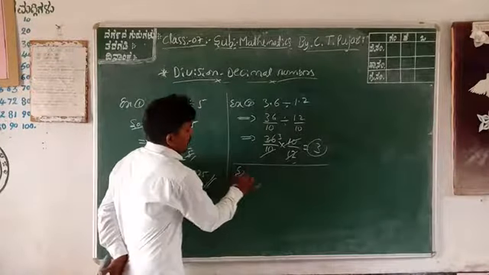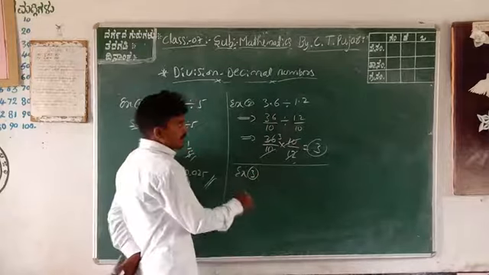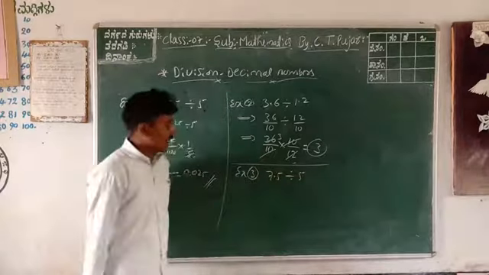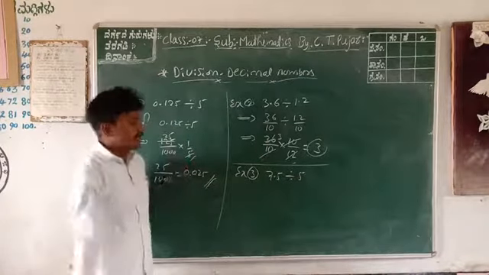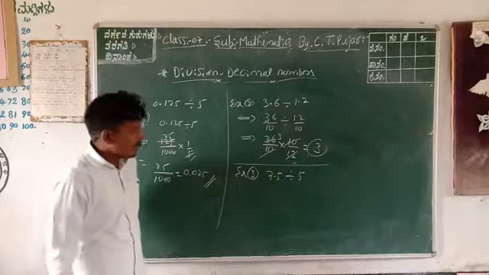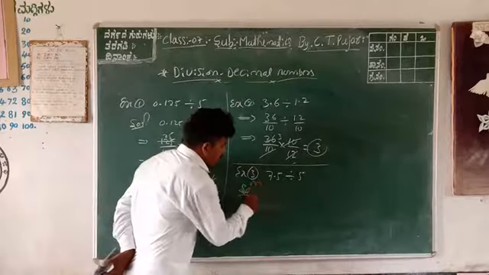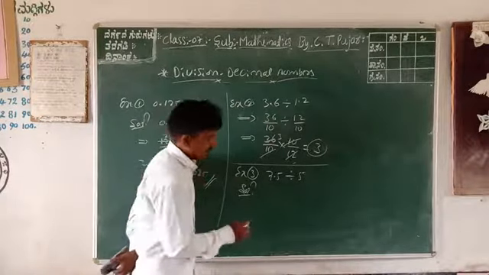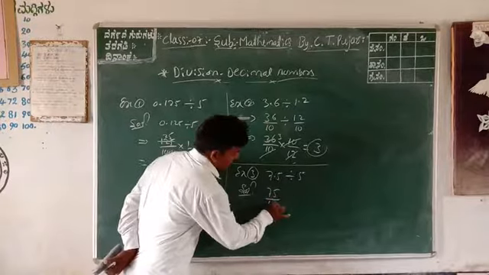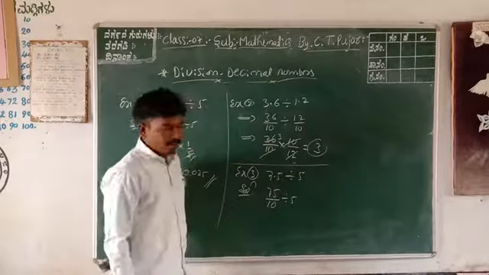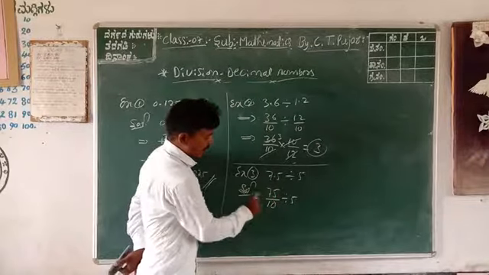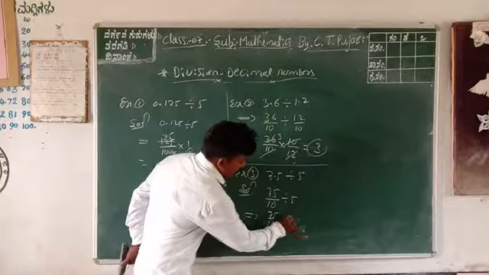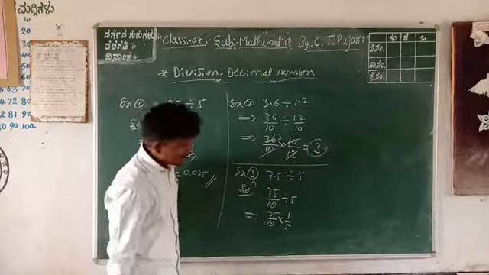Next, example number 3. Divide 7.5 by 5. This is similar to the previous one. The solution is very easy. You can write 7.5 as a fraction: 75 divided by 10, divided by 5. Because there is one digit after the point, you take 10. Then 75 by 10 times 1 by 5, since the reciprocal of 5 is 1 by 5.